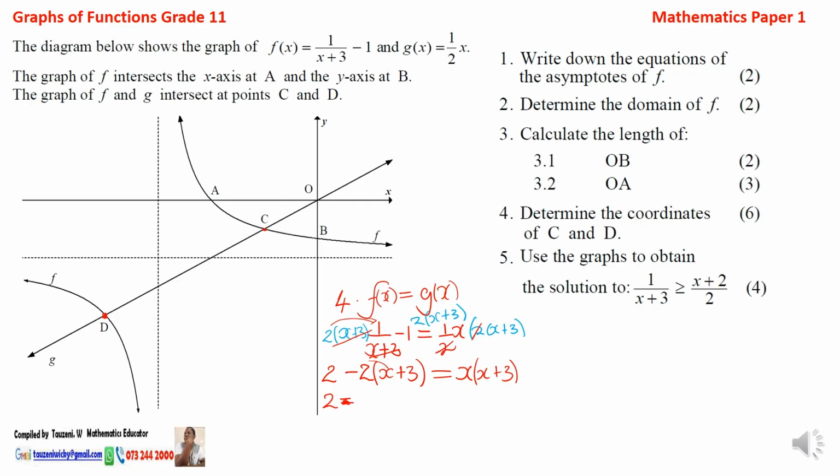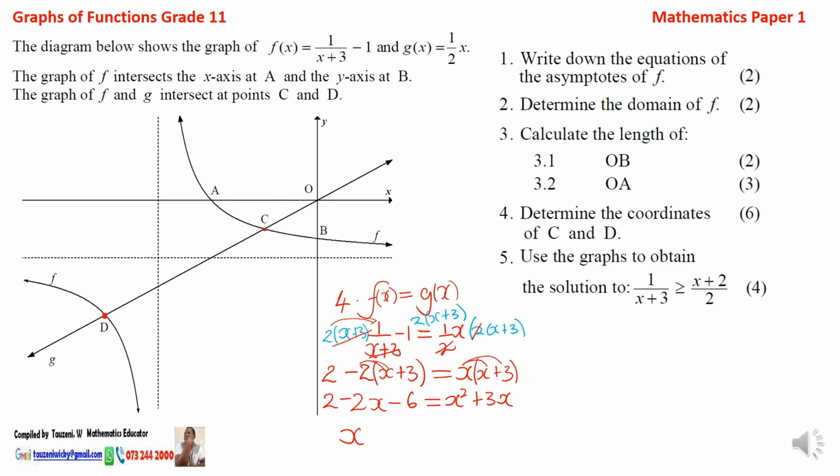We are solving a simple equation, basic algebraic calculations that we should be knowing. If we have forgotten them, then we can remind each other. Negative 2 times x will give us minus 2x. A negative 2 times positive 3 will give us minus 6. This is equal to x times x, which gives us x squared, and x times 3, which gives us plus 3x. This is our equation. We have x squared.